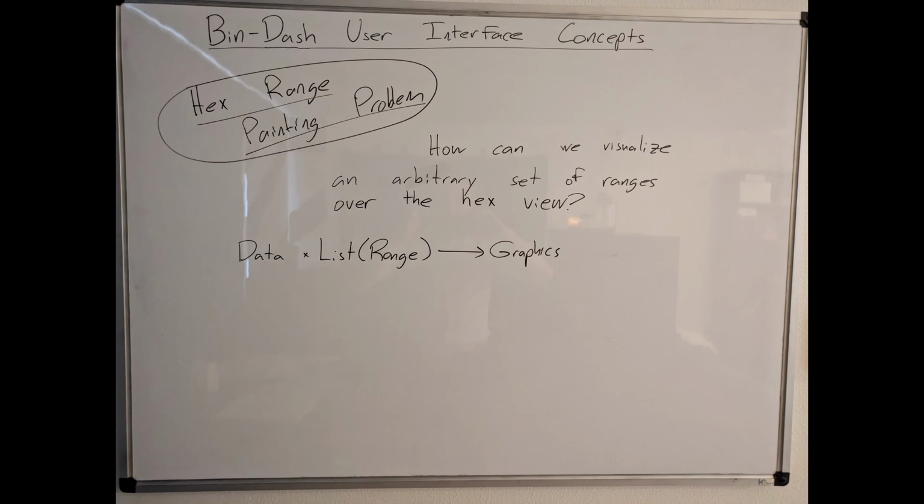How can I take that arbitrary set of ranges over that data and turn it into graphics in a way that's going to work in lots of useful ways, right? There's a lot of ways I could do that. What are the useful ways? How can they combine nicely? That's a part of the question.